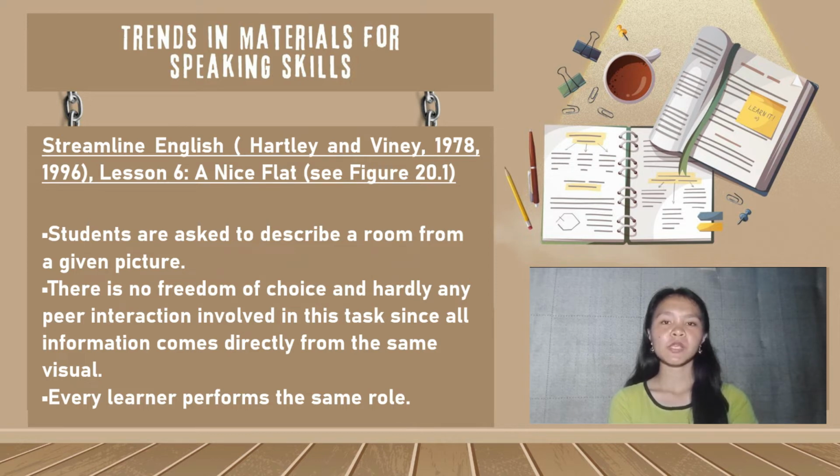1978-1996. Lesson 6, A Nice Flat. Students are asked to describe a room from a given picture. There is no freedom of choice and hardly any peer interaction involved in the task, since all information comes directly from the same visual. Every learner performs the same role.